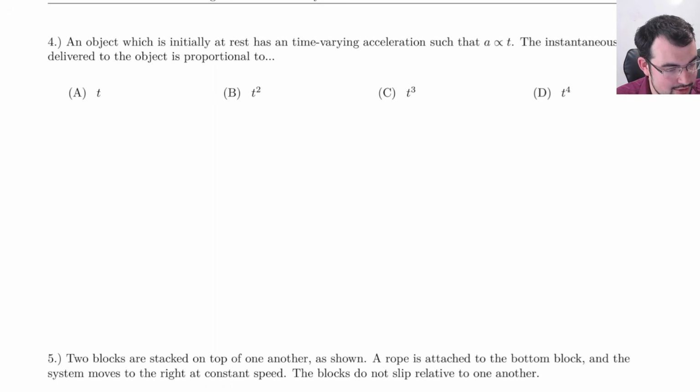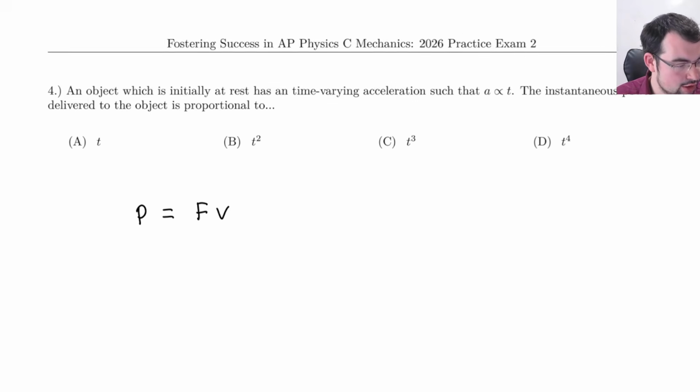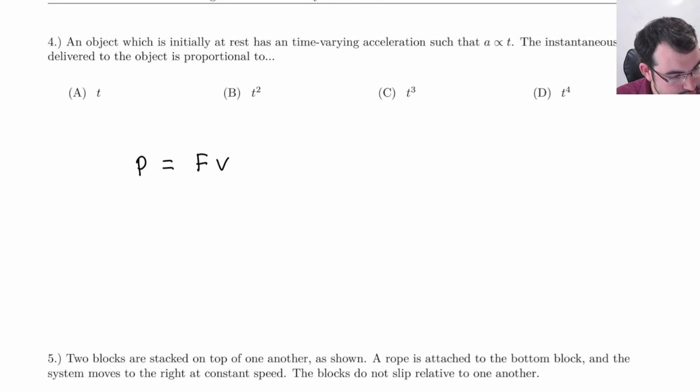An object initially at rest has time-varying acceleration such that a is proportional to t. What functional dependence do we get for the power? So we have a couple expressions for power, and the one that seems relevant on this formula sheet is that power equals force times velocity, because we know about the acceleration. So since we know this acceleration, we know that F equals ma, so power will be equal to ma times the velocity. And we just got to figure out the dependencies there.